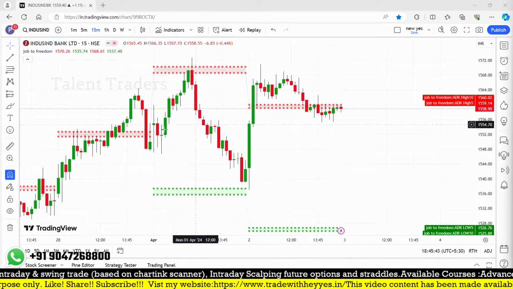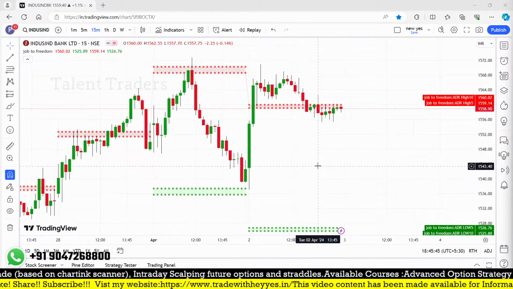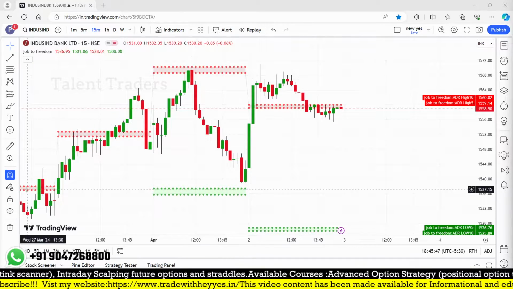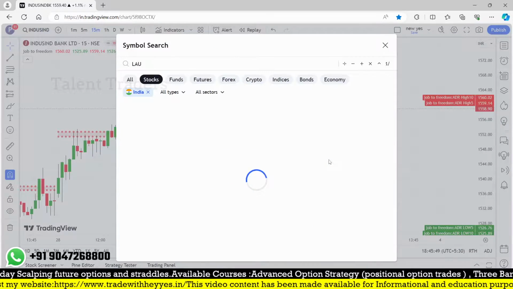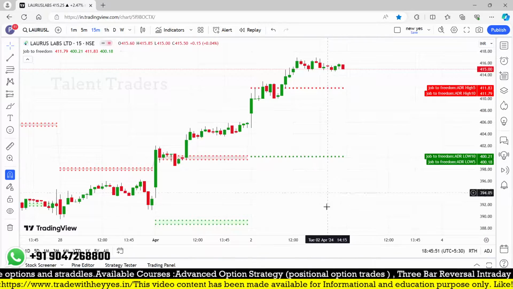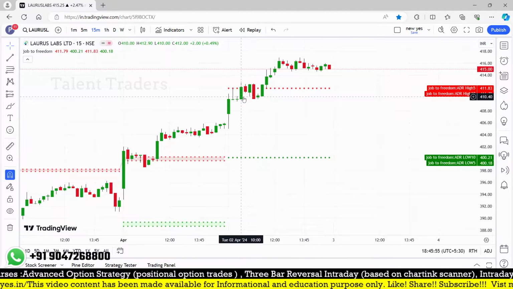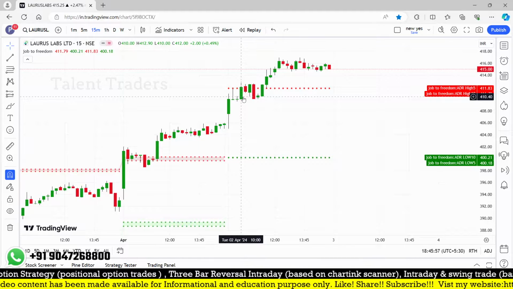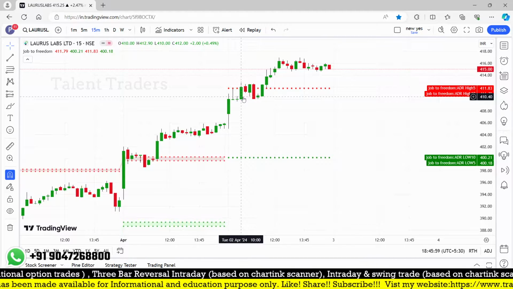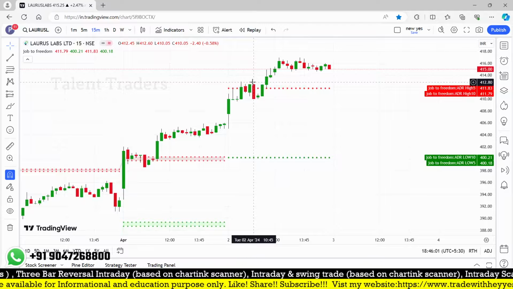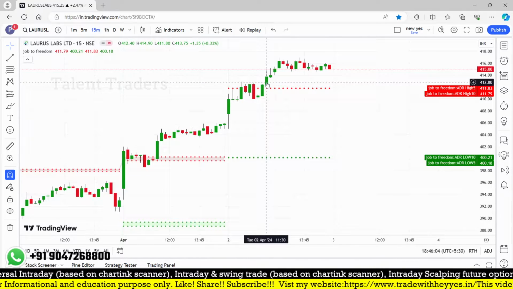In this case, the narrow ADR. What are the stocks forming a narrow ADR today? Let me check some stocks I found with my scanners. This one, Laurus Labs. It closed above the narrow ADR level in the 10 to 10:15 candle, which closed above the ADR high, and it gave the breakout around the 11:30 candle.